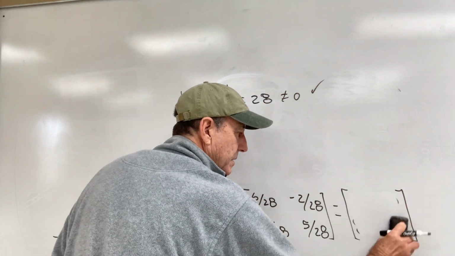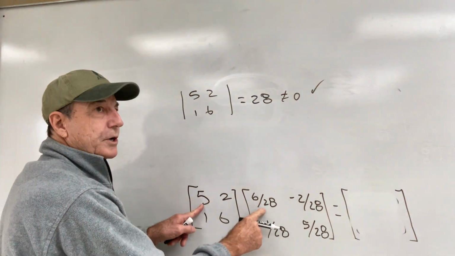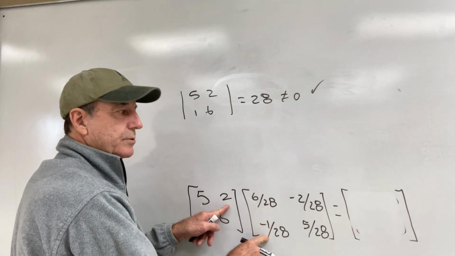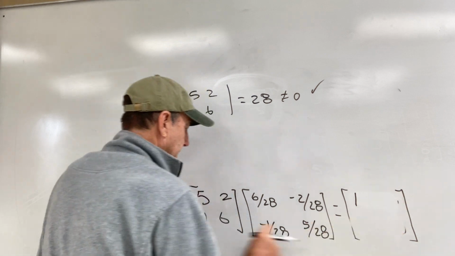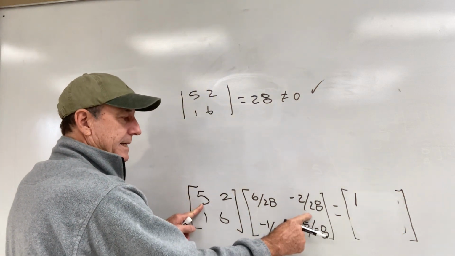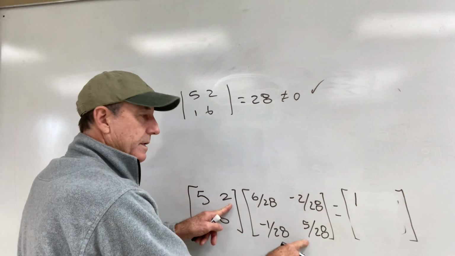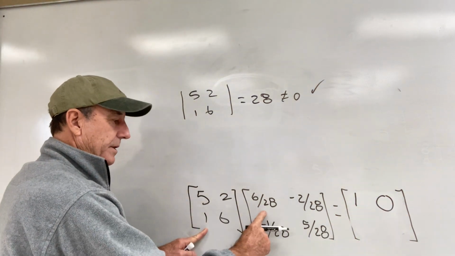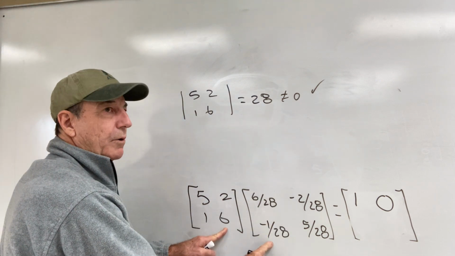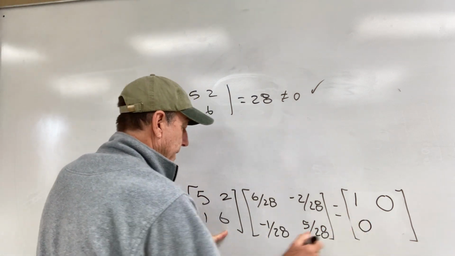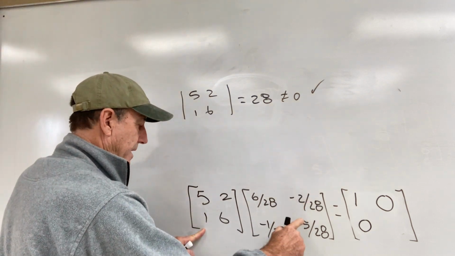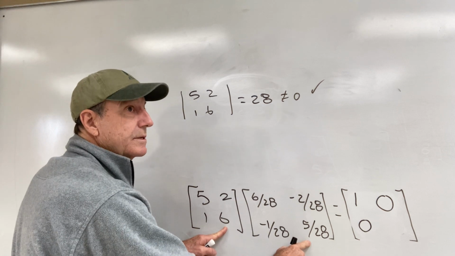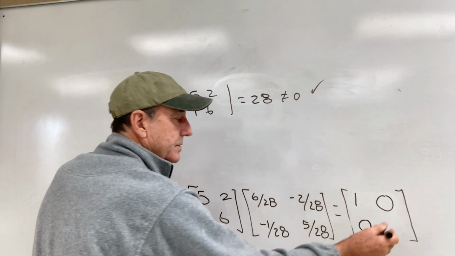First row, first column. There's 30 28ths minus 2 28ths. Well, 30 minus 2 is 28 28ths. That's a 1. First row, second column. There's minus 10 28ths, and there's plus 10 28ths. That's 0. Second row, first column. There's 6 28ths. Take away 6 28ths. That's 0. And lastly, second row, second column. There's minus 2 28ths, and then plus 30 28ths. Minus 2 plus 30 is 28 28ths, which is 1.